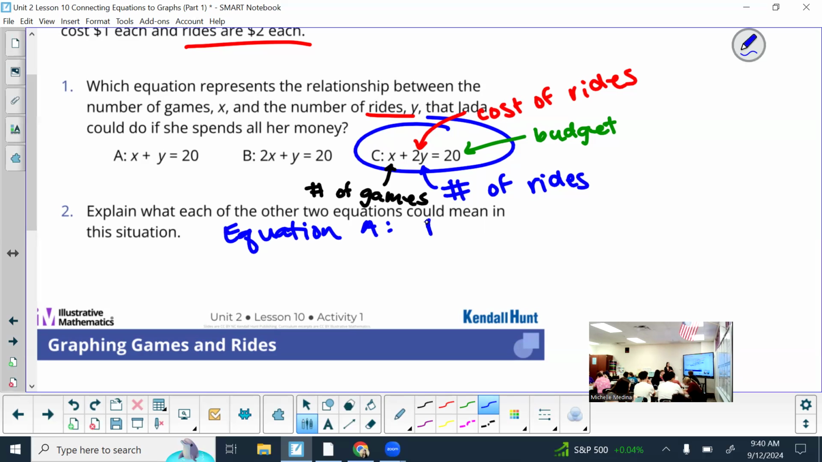So you could say both games and rides are $1 each. It's lagging, so hopefully you're paying attention.